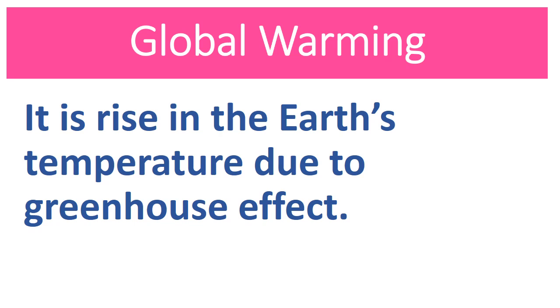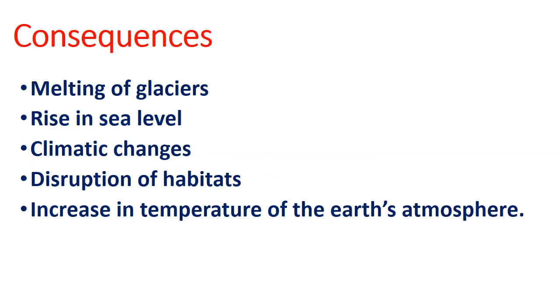What is global warming? Global warming is the rise in temperature of the earth's surface due to the greenhouse effect. When the average temperature of the earth's surface rises due to an increase in the concentration of greenhouse gases, it leads to global warming. So what are the effects of global warming? Melting of glaciers, rise in sea level, climatic changes such as drought, disruption of habitats, and obviously increasing temperature of the earth's atmosphere. So these are the effects of global warming.